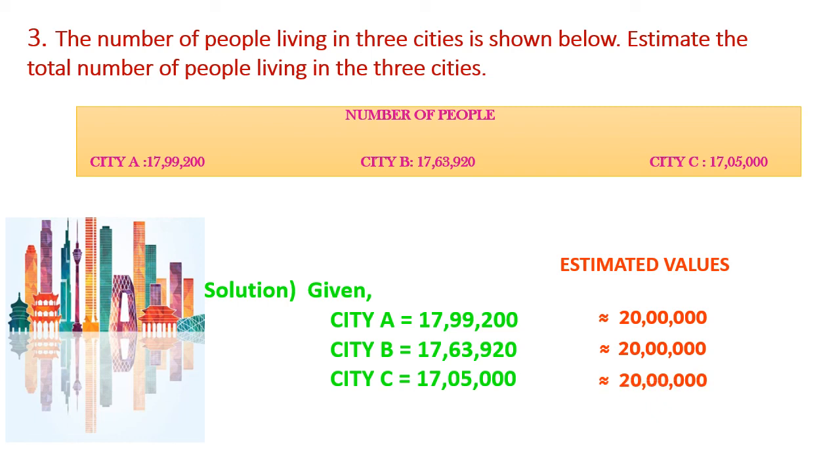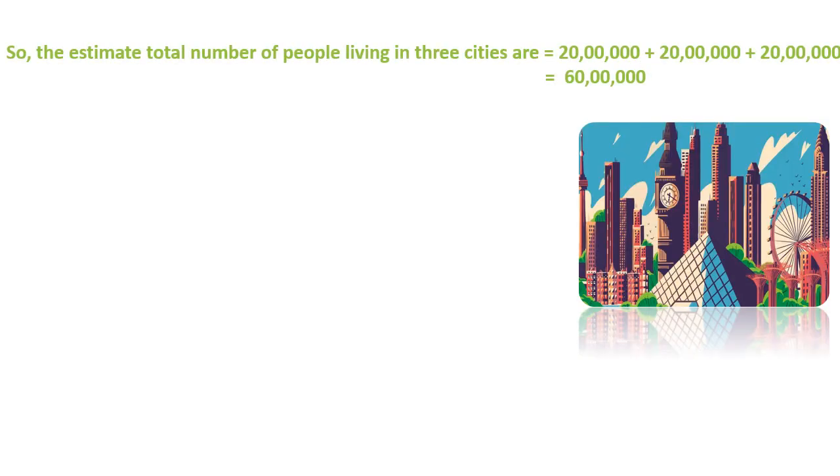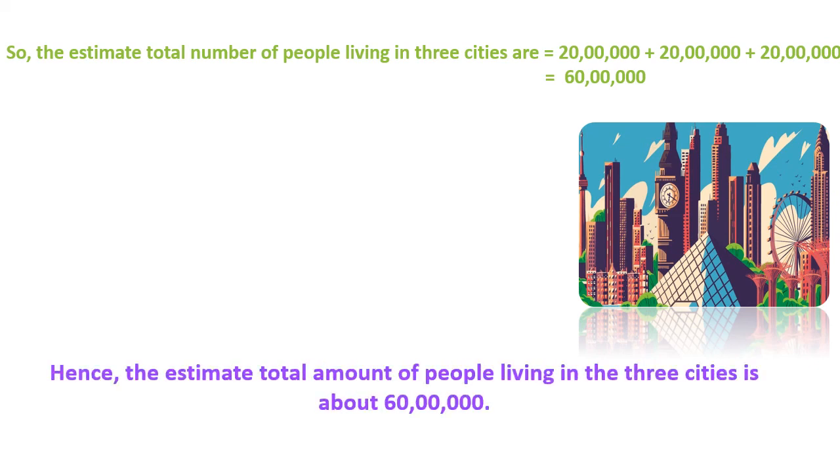Now we have to add these three estimated values. So the estimated total number of people living in the 3 cities is found by adding the estimated values of the 3 cities. That is 20 lakh plus 20 lakh plus 20 lakh gives us 60 lakh. Hence the estimated total number of people living in the 3 cities is about 60 lakh.